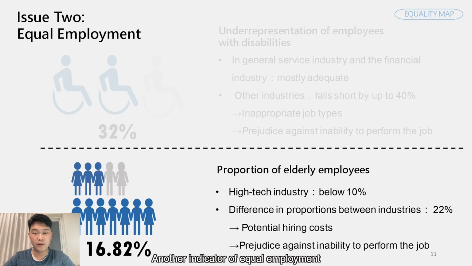Another indicator of equal employment is the employment of older workers. The average ratio of older employees stands at 16.82%. Bias in the workplace against their ability to handle their job leads to this lower ratio, and the higher costs associated with hiring older workers only worsen the situation.